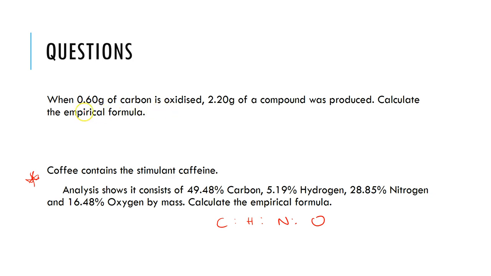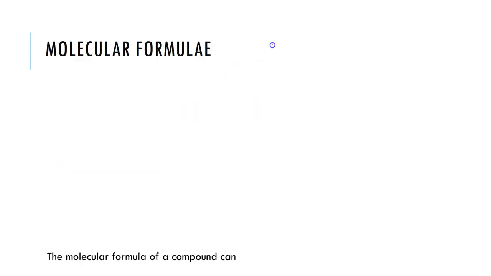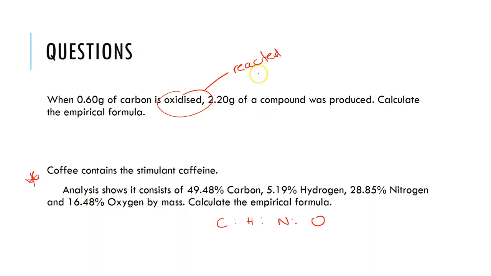Okay, and then this one, 0.6 grams of carbon is oxidized to 2.20 grams of compound that was produced. Calculate the empirical formula. This is telling me that it was reacted with O2, so that means it's just going to be C and O. Okay, have a go at those ones, and I will go through some solutions with you in class for those. Next up is how we go from empirical formula to molecular formula.